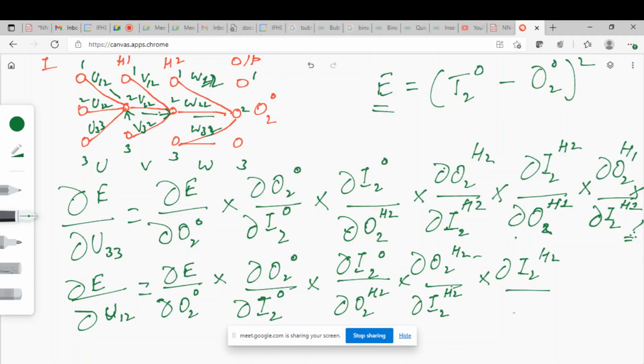Now this input depends on what? O2 of H1. Okay. Dou O2H1. So what is that? H1. So everything is the same. Then U12, dou U12. So this is how it is done. You can draw different neural networks and try it. If you want to make many changes, I think the output part we have to change. Then only there will be changes in the other parameters.